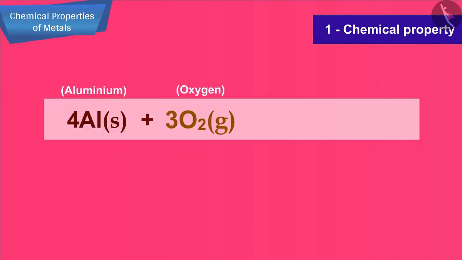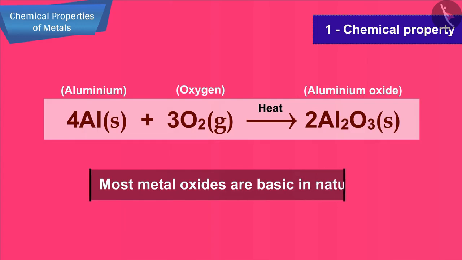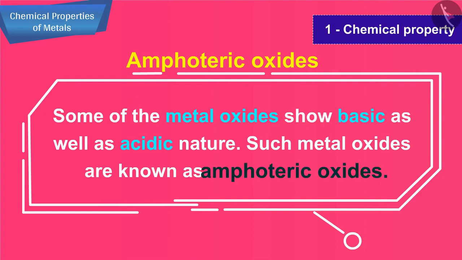Aluminium metal burns in air on heating to form aluminium oxide. Although most metal oxides are basic in nature, some of the metal oxides show basic as well as acidic nature. Such metal oxides are known as amphoteric oxides.